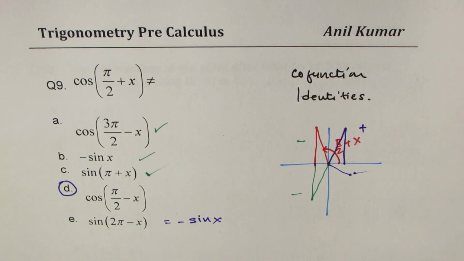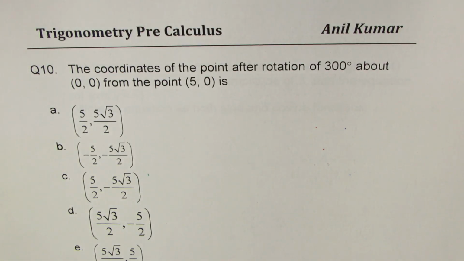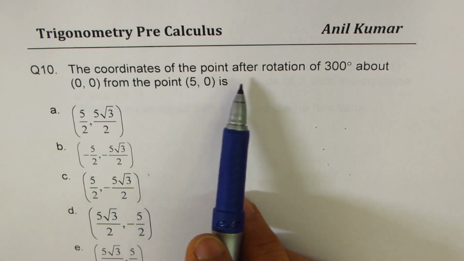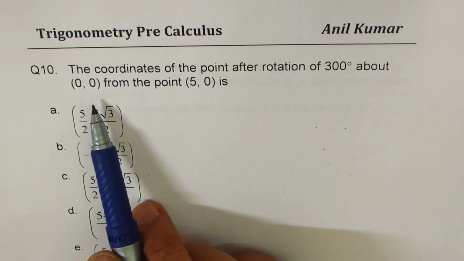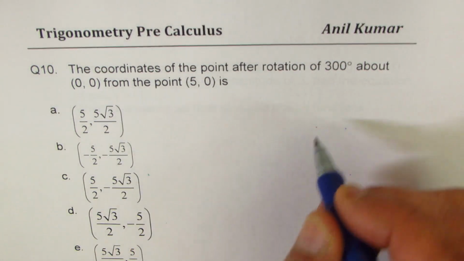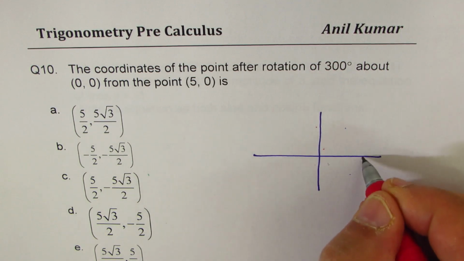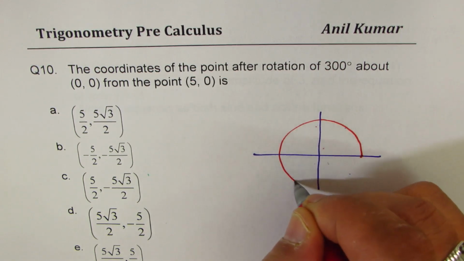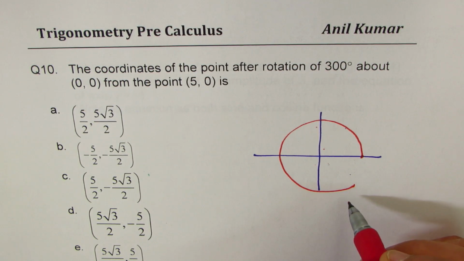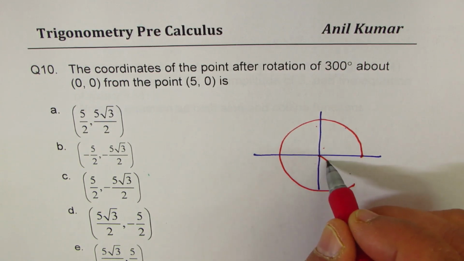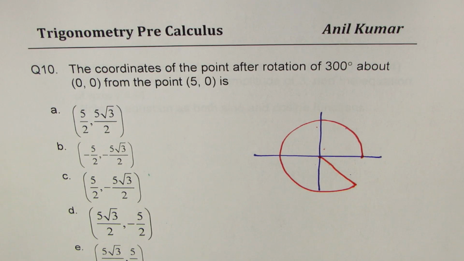I hope you've understood the concept that should make your job of selecting the right answer much easier. Here is the last question on multiple choice basic trigonometric functions. The coordinates of the point after rotation of 300 degrees about 0, 0 from the point (5, 0) is. So basically we are given the point (5, 0) here as rotated kind of like this, right? So, and you reach some angle, 300 degrees. Let's say this angle, right? So that is 300 degrees.